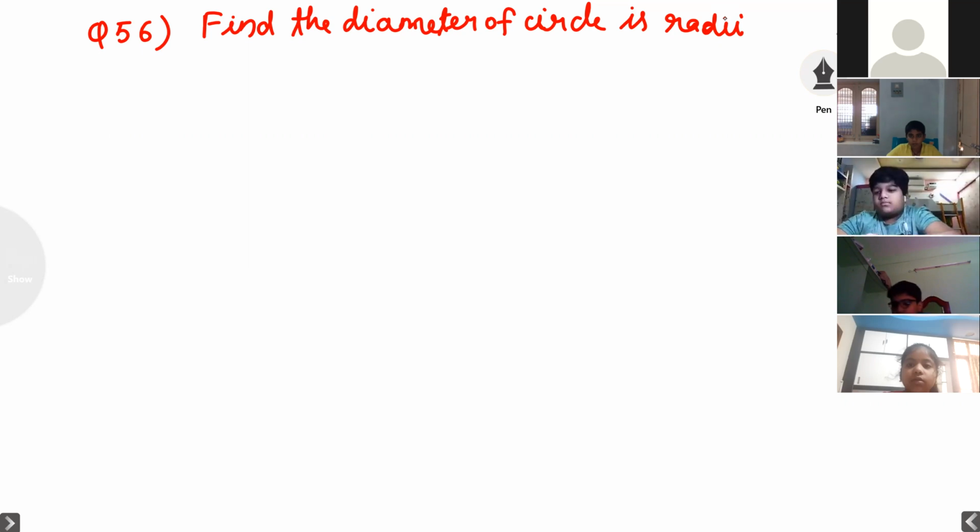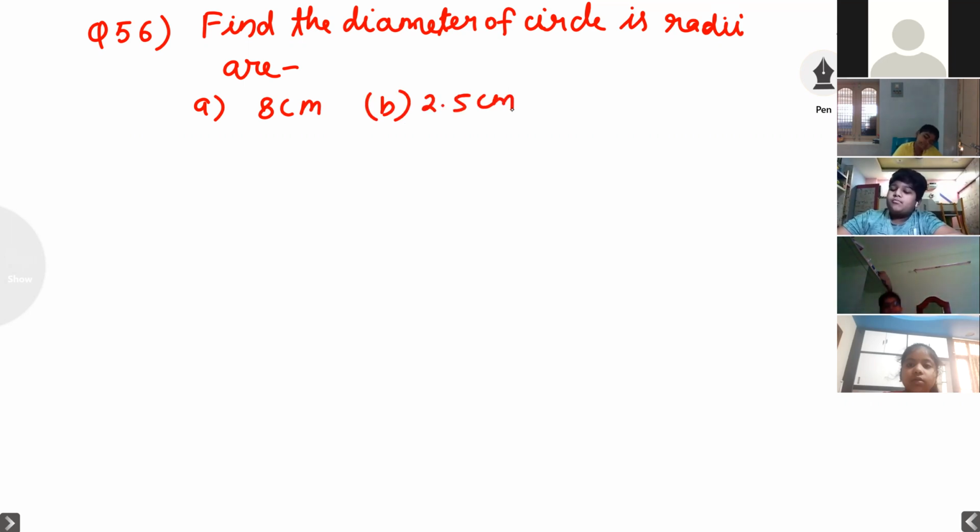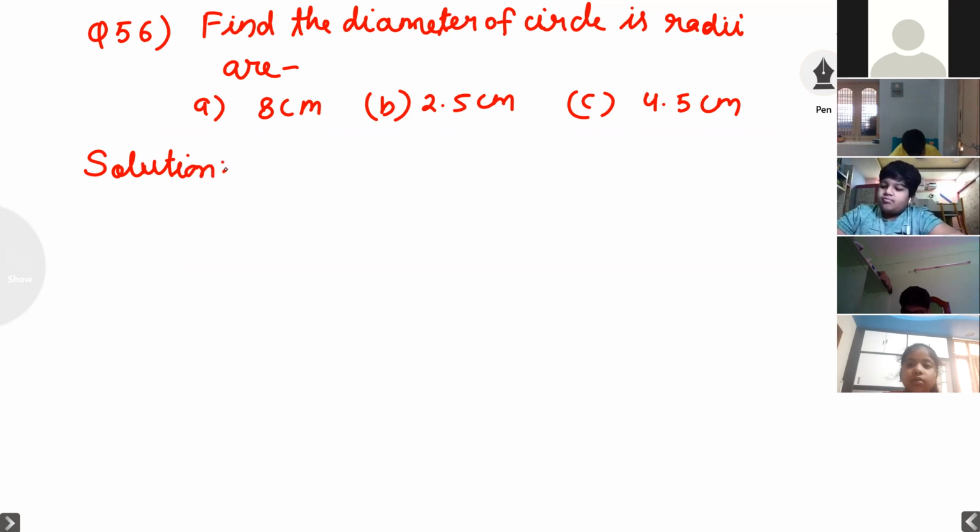If radii are, first question 8 centimeter, B question 2.5 centimeter, and C question 4.5 centimeter. Now previous question given diameter, it was asking radius, but in this question he has given radius, he is asking find diameter.